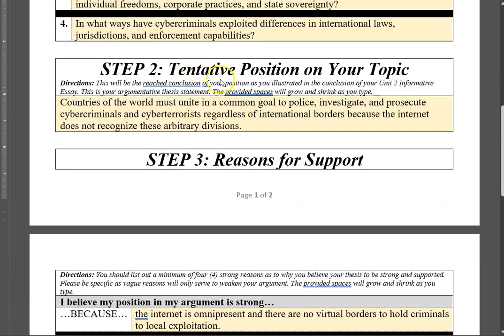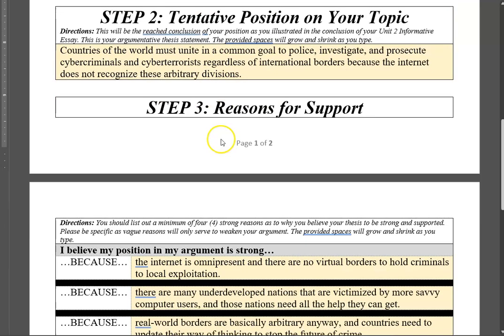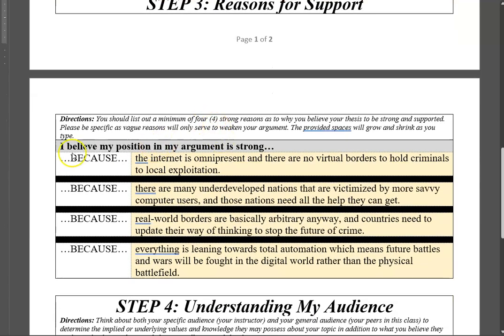Then, tell me the tentative position on your topic. Tentative means to start. It will change, it may change, it can change, it doesn't have to change. So basically, I'm telling you that, hey, I think that everybody in the world should get together and say, we need to have a worldwide consortium of cyber terrorist experts rather than each country doing their own thing, okay? That's my tentative position. And why do I believe that? Well, I believe my position in the argument is strong because, boom, boom, boom, boom.